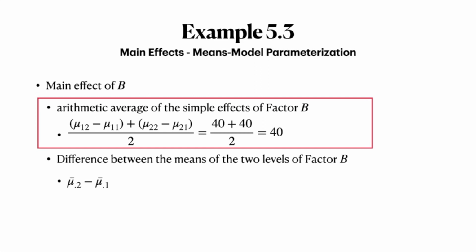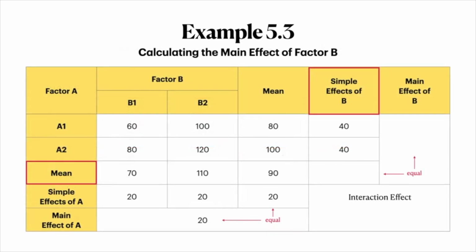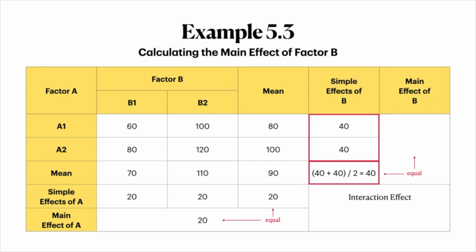Next, let's calculate the main effect of B, first as the arithmetic average of the simple effects of factor B. Those two simple effects were found to be 40 and 40, and so their average value is going to be 40. We're going to put the value for the main effect of B using this calculation in the cell that corresponds to the intersection of the mean row and the column for the simple effects of B. And so we're going to average 40 and 40, and obviously we get 40. So that is the main effect of B according to this calculation.